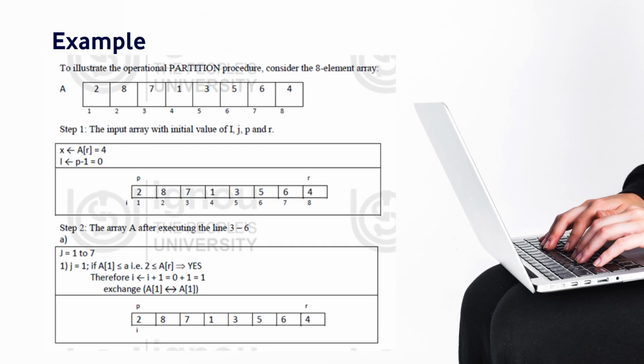So let's check how the partition procedure works. Suppose this is the example. Here there are 8 elements. What you have to do is select a pivot element. The pivot element is mostly selected at the end of the list. We are calling the pivot element index R, so x = A[R] is equal to 4. So the element at index 8 is selected as the pivot element, which is 4.